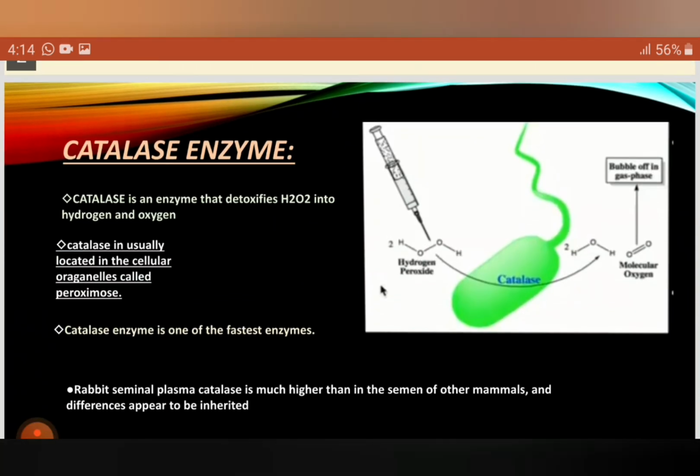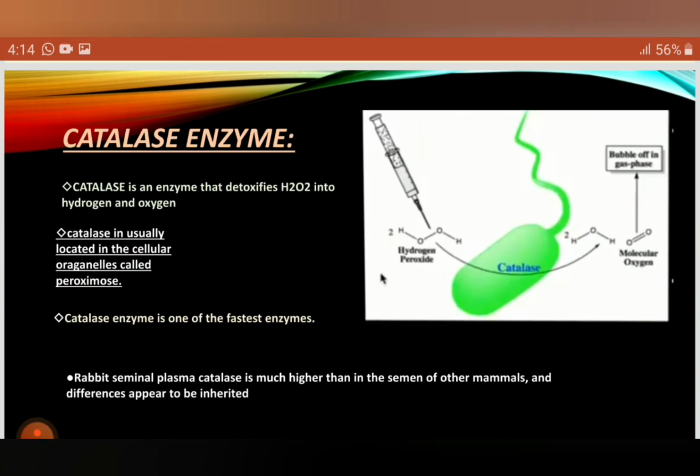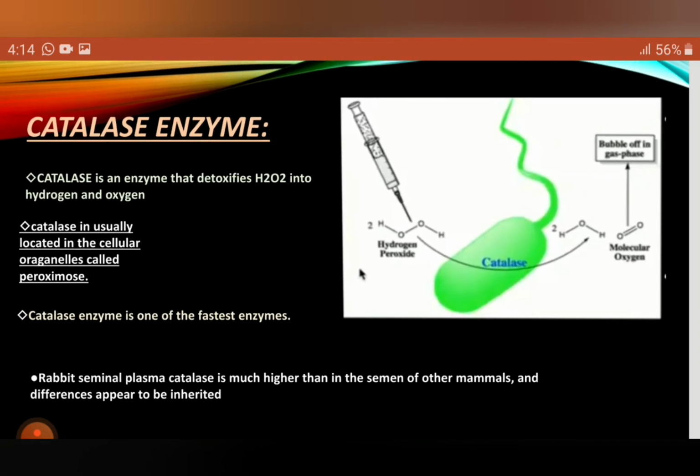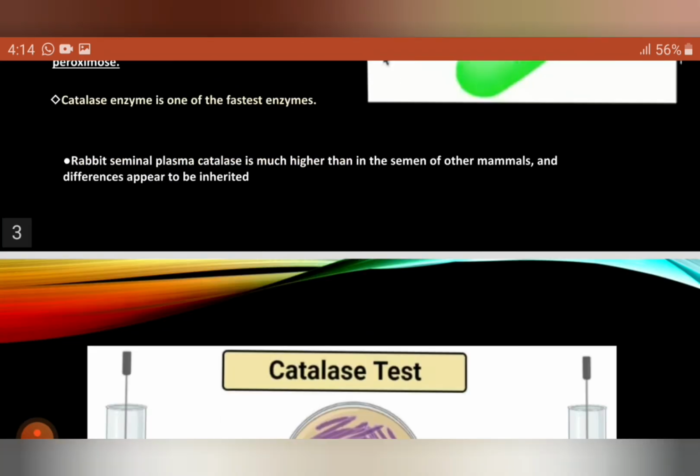Catalase enzyme is one of the fastest enzymes in the cells that is used to detoxify or remove hydrogen peroxide from the cell, as a result of which a water molecule and molecular oxygen are formed, as you can see in this figure reaction. Now move towards the catalase test and its result.